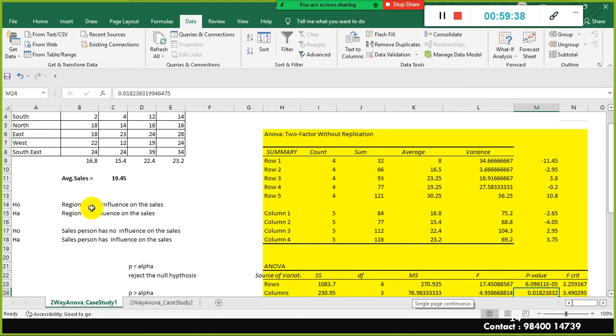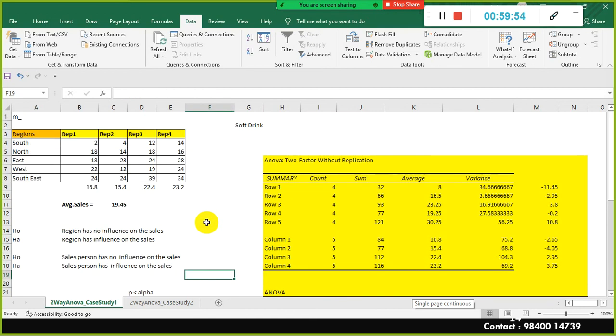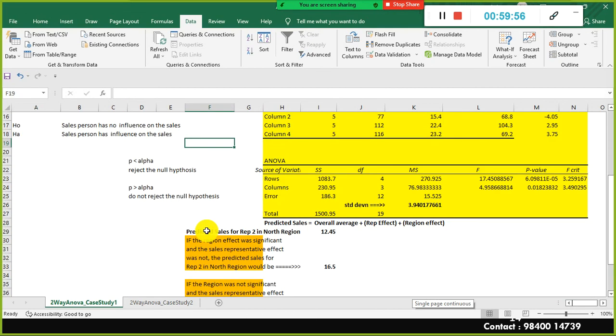Okay. So compared to this, since we don't have any evidence to support this one, we are rejecting it, and we are going to conclude region has influence on the sales. So finally, what we are going to see with this one, region has more influence on the sales than salesperson. That is what we are going to conclude.